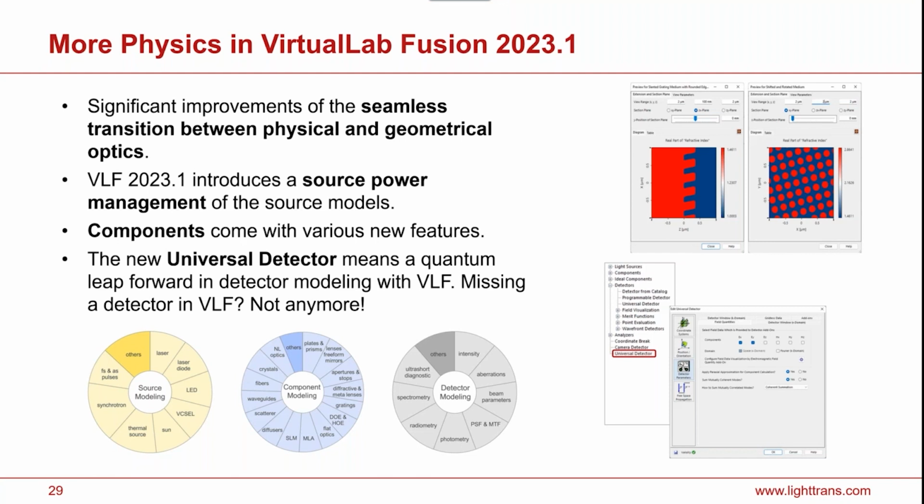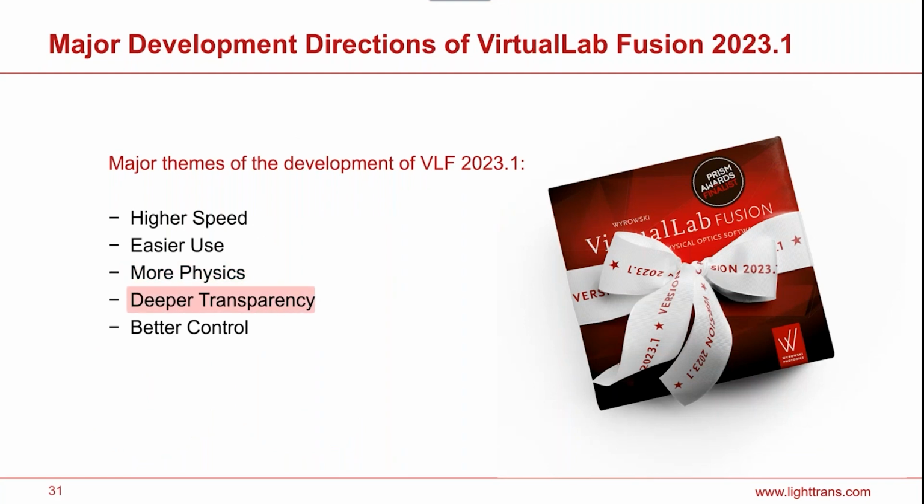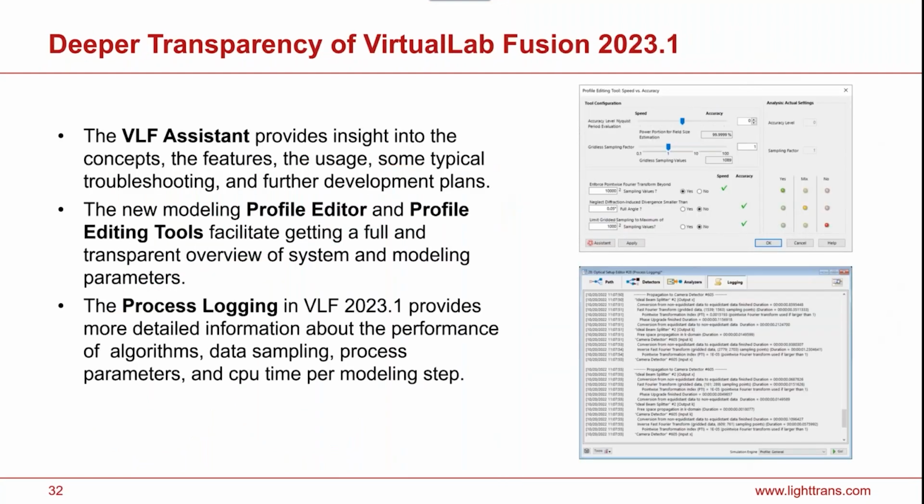Components, we have added various new features. And of course, as I mentioned, the Juno detector is really a big step forward. I think we have made it possible that you will not miss a detector in the future anymore, but you will get access to detectors quite fast. Test us on that. Okay, deeper transparency, that is mainly the assistant, the profile editor and the profile tools.